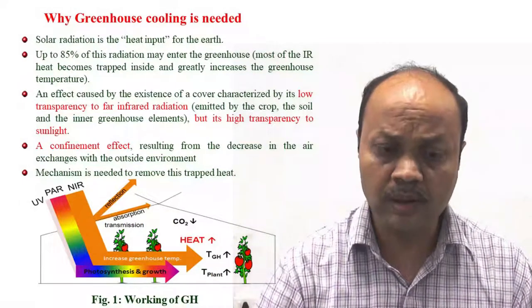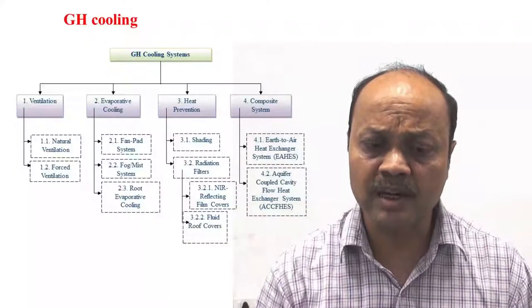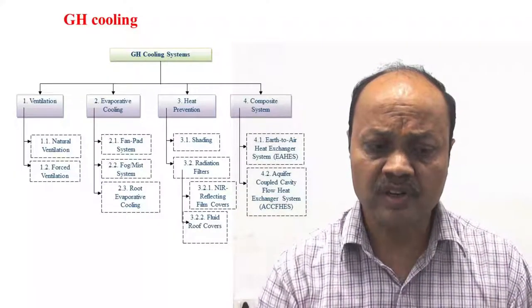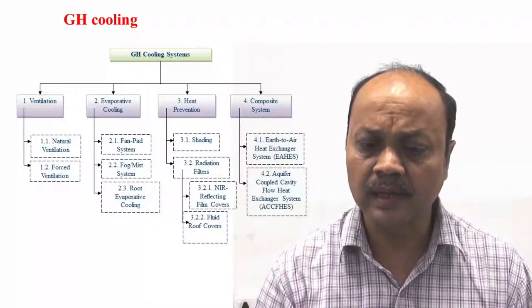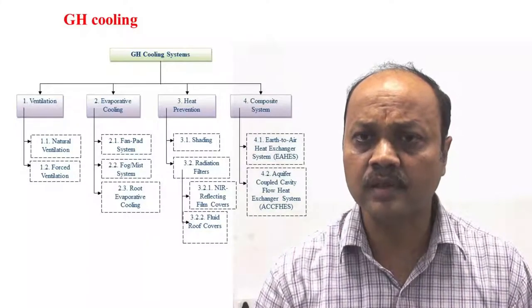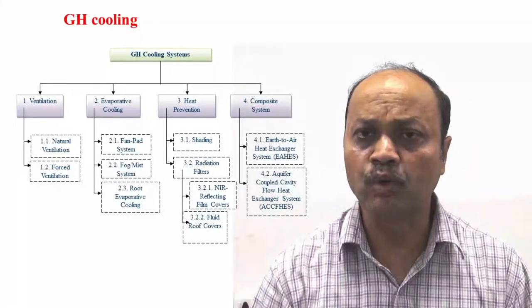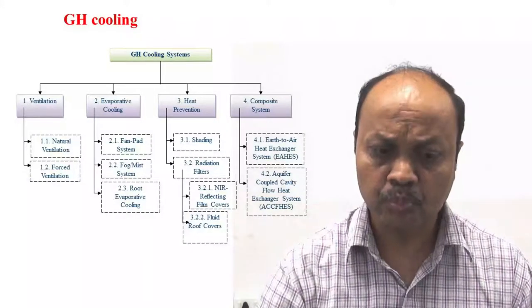So one by one today, there are various systems. I have classified the greenhouse cooling systems. First one is ventilation, second one is evaporative cooling, third is heat prevention, and fourth is a composite system. So one by one, we'll discuss the various cooling systems that people are using and you can use for cooling the greenhouse.